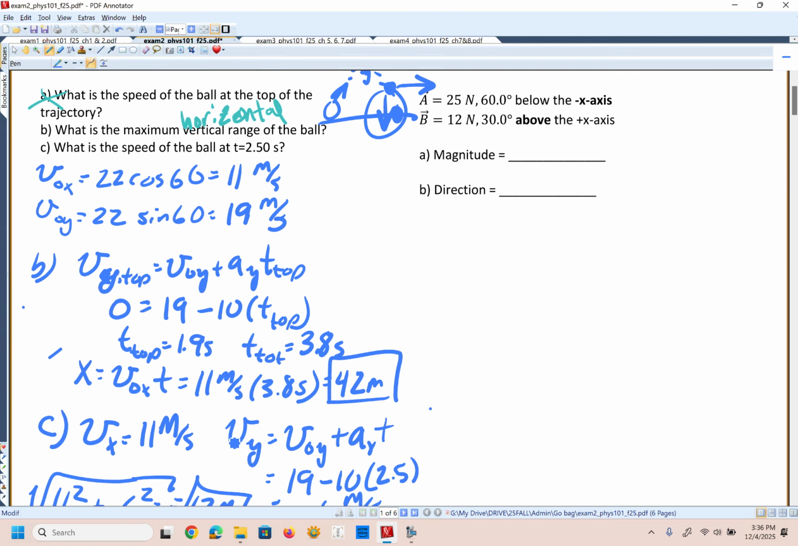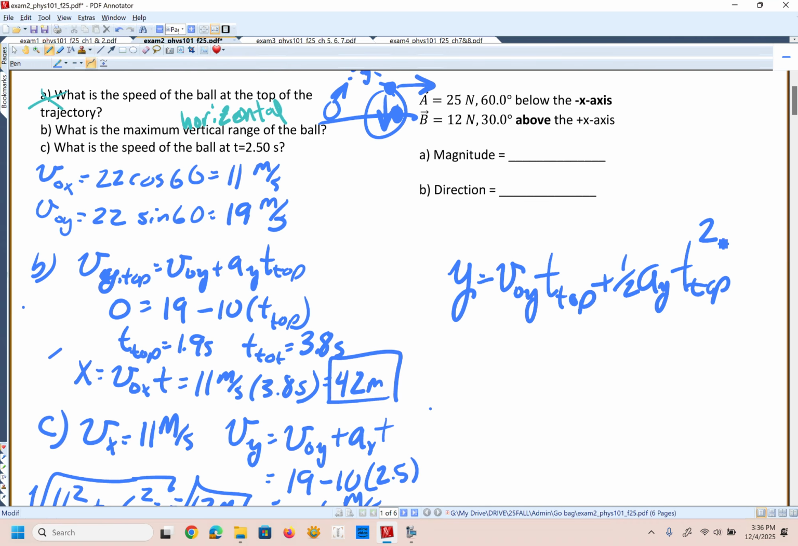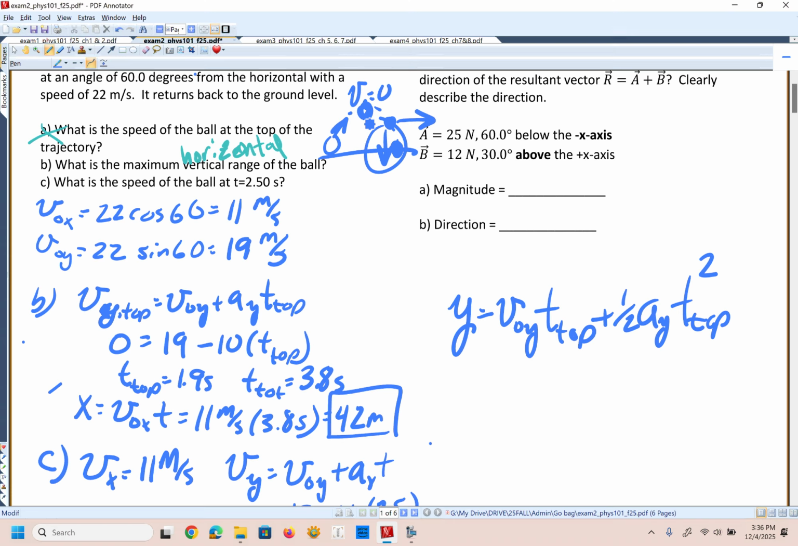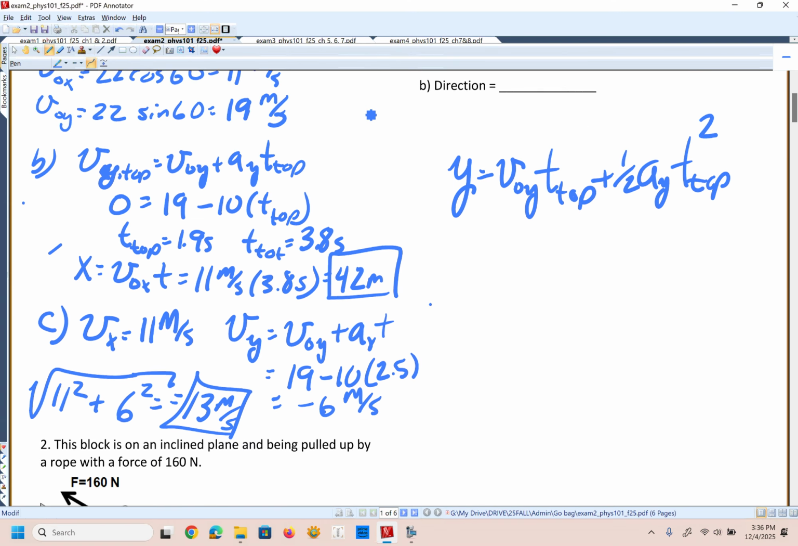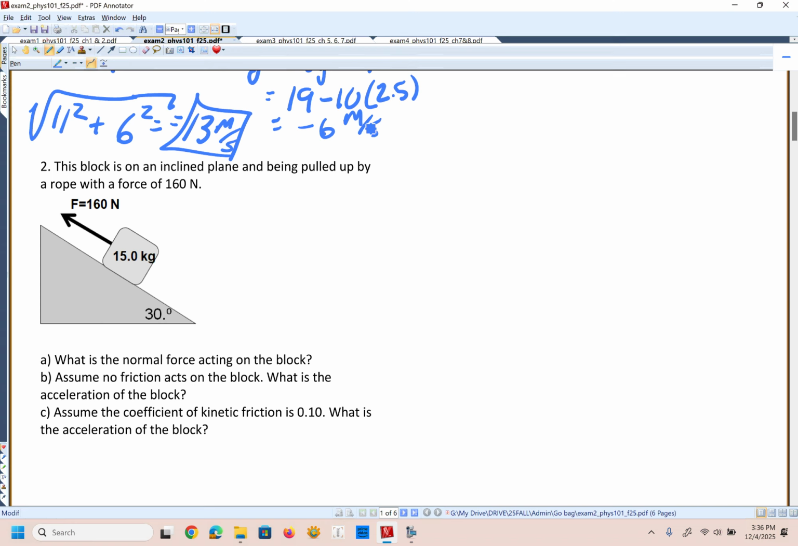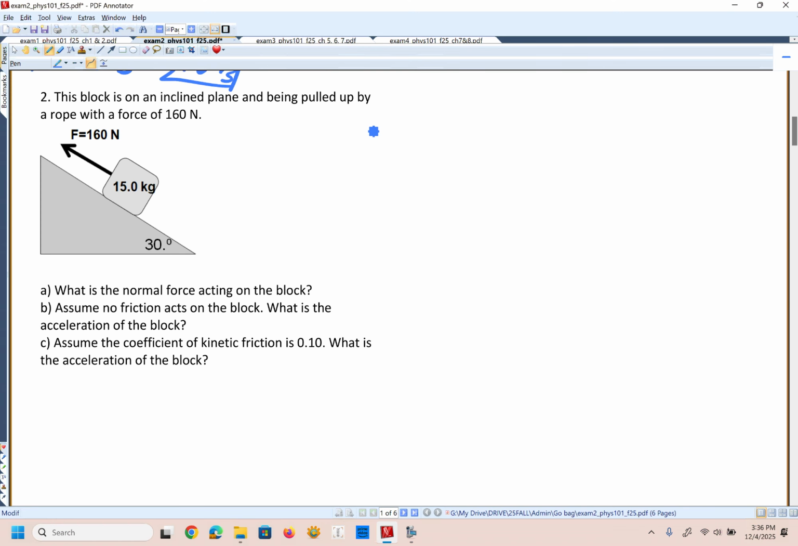If I'm asking for vertical range, I would just say y is equal to v naught y times t top plus 1/2 ay t top squared. I use t top to find the vertical range because I want to know the position up here. I'm pretty sure I asked horizontal range though. All right, then this next one, I don't ask part A, I just ask part B and C.